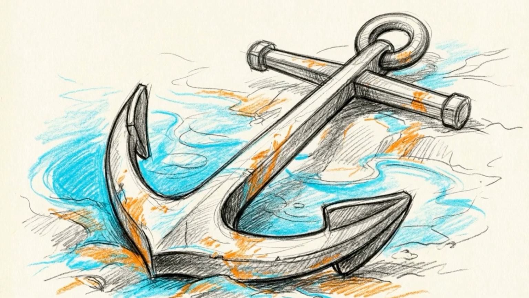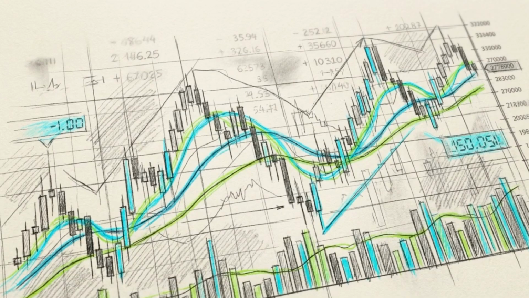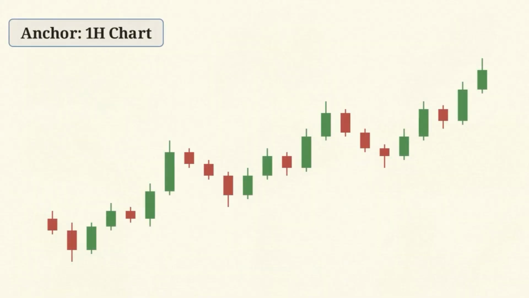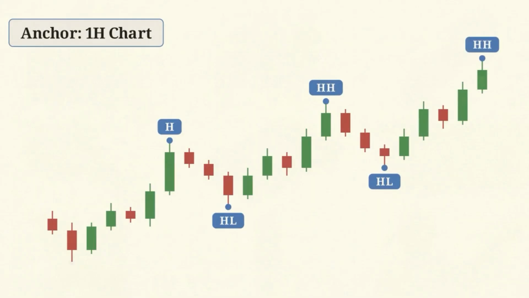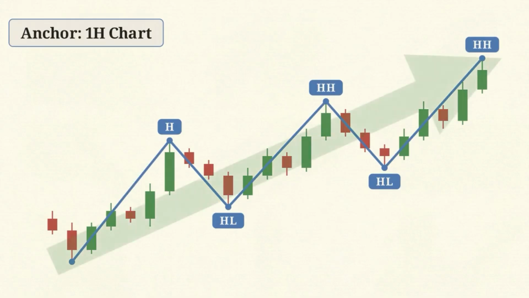Step 2 is establishing your anchor. You start your analysis entirely on your highest timeframe, in our case the 1-hour chart, to find the overarching market direction. Looking at this 1-hour chart, we identify a clear bullish structure by tracking consecutive higher highs and higher lows. Connecting these peaks and valleys reveals the true upward momentum.